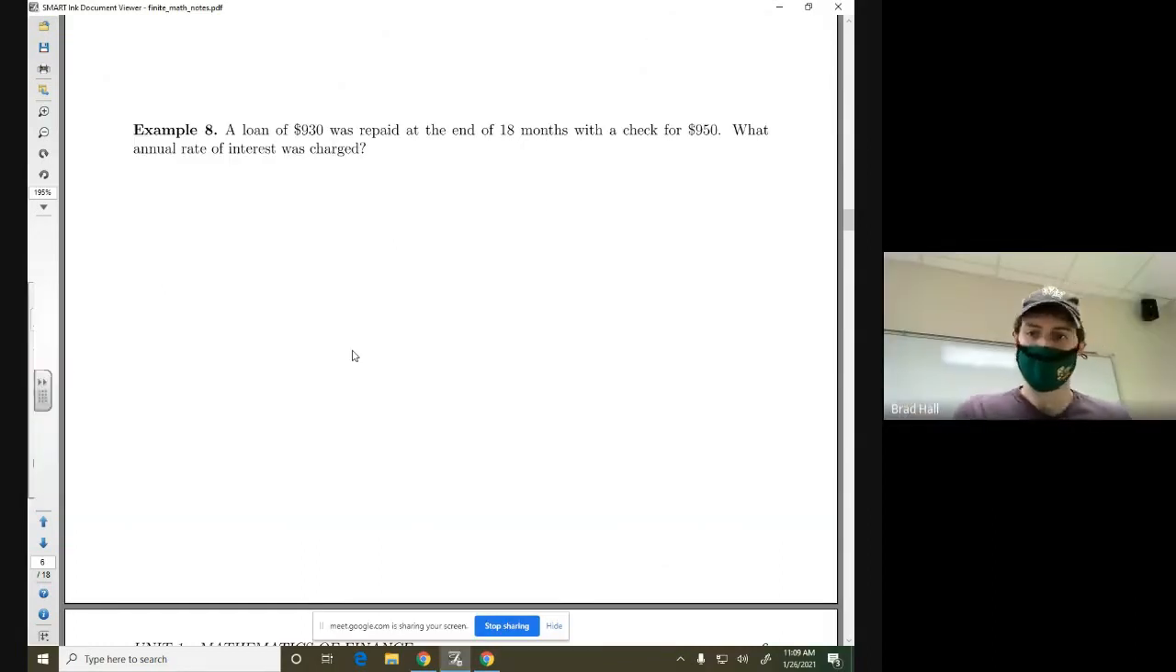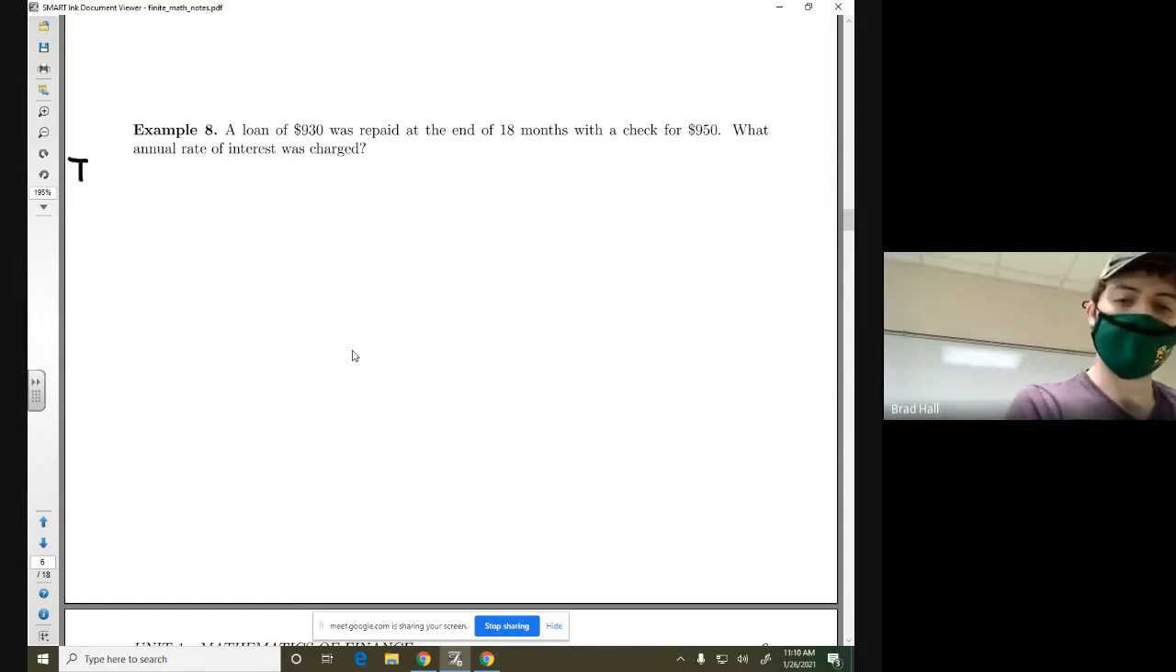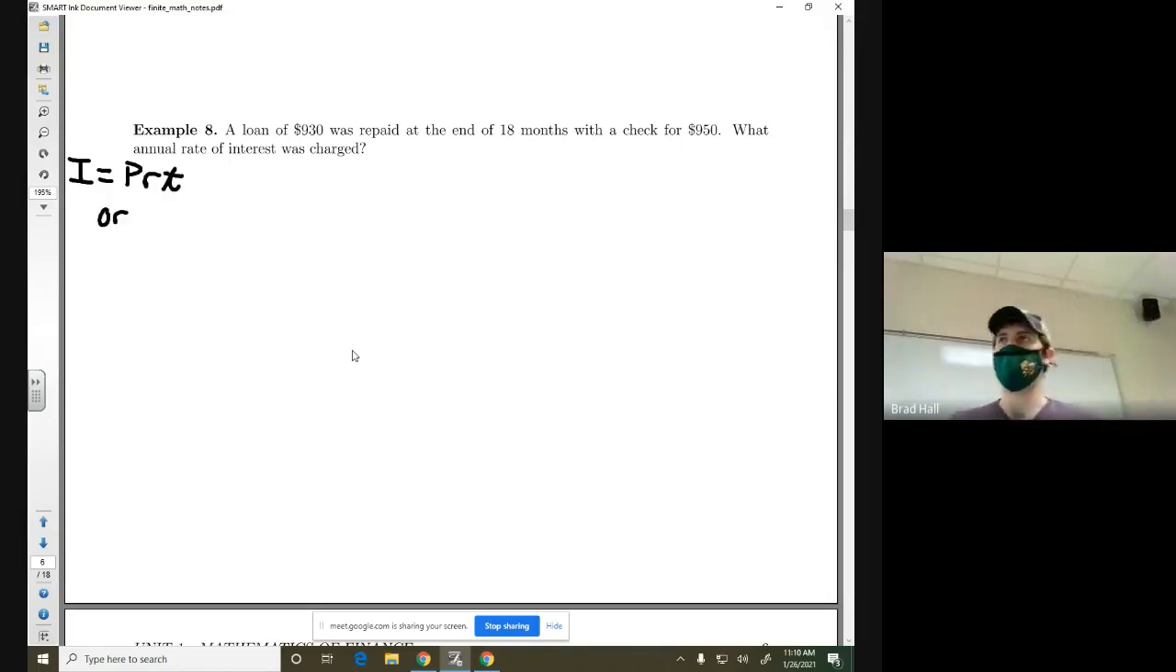A loan of $930 was repaid at the end of 18 months with a check for $950. What is the annual rate of interest? So remember, we had two formulas we looked at. One of them was the interest formula, I is equal to P R T. Or, P plus P times R times T. So the question is, which one do we use?